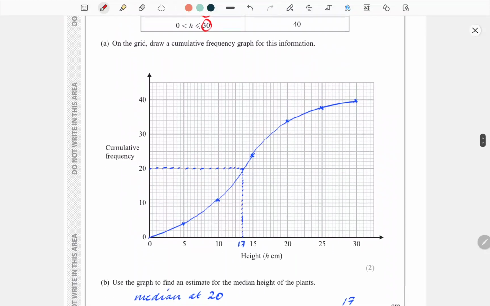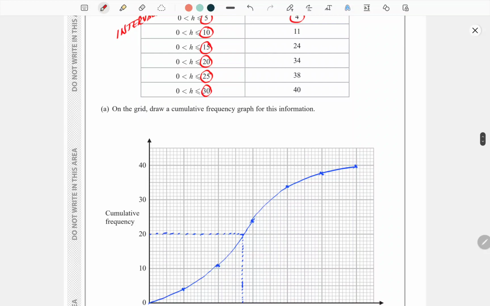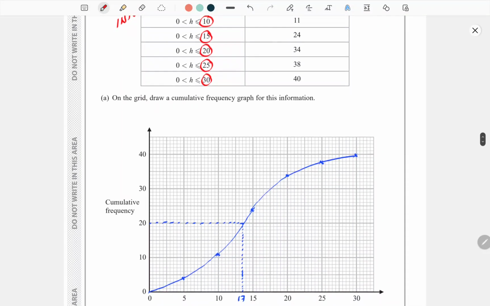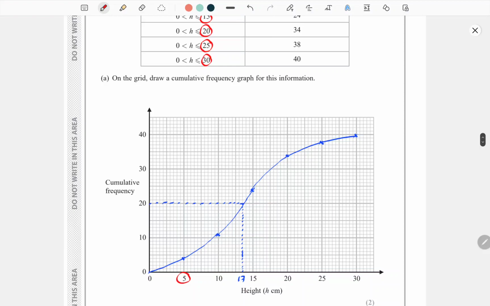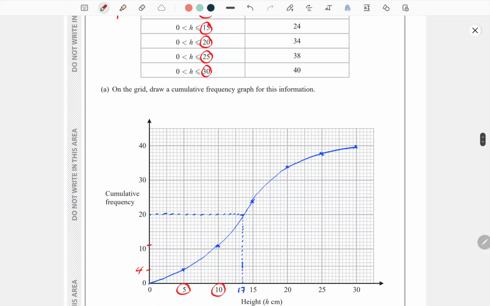Any confusion, leave a comment and I'll reply to that. Right, so now let me see if I can get this on the same graph just about. Okay, so you can see we've taken 5 and 4. Same again, 10, and the value for 10 is 11. So just about there, 11. The value for 15 is 24. Okay, there. And then 20 is 34, right?